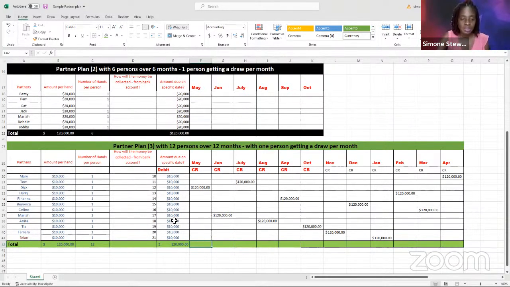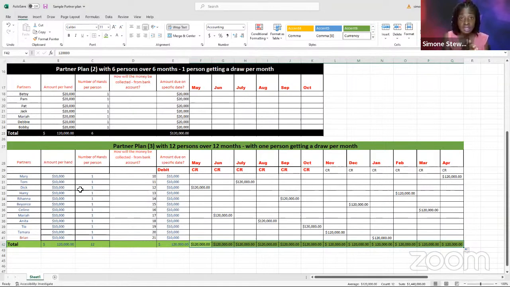So if you debit each person, for May, one person gets a draw, you get 120,000. Same thing for June, and you do it right across until you get to your 12 months. Hold on, I'm trying to just pull this across to show you that it is supposed to balance itself out. So when you have your debit for each month, it should come back to 120,000. So I'm hoping that you are seeing that and that's working out for you, right? So that's just a quick recap of this one.